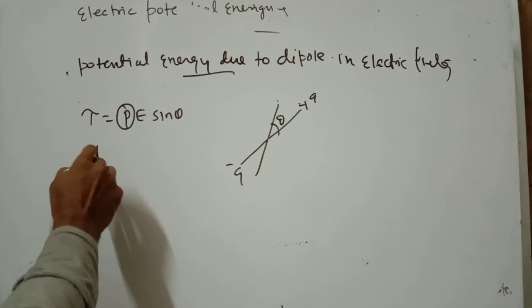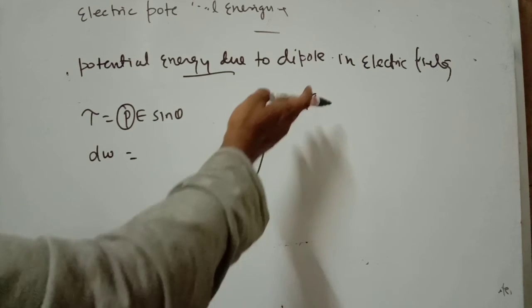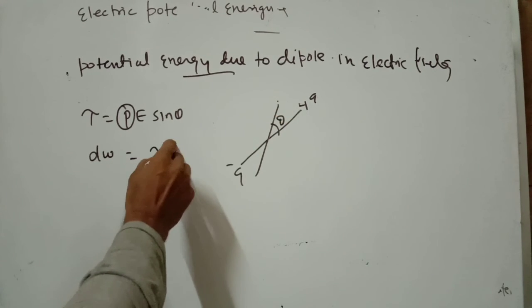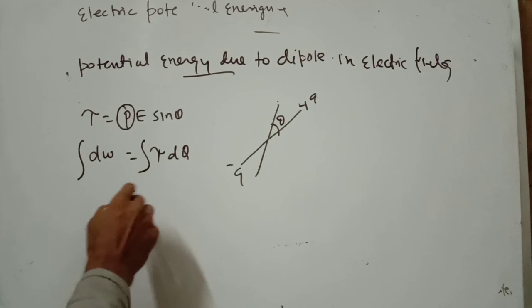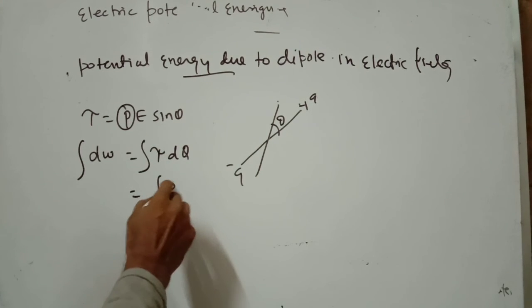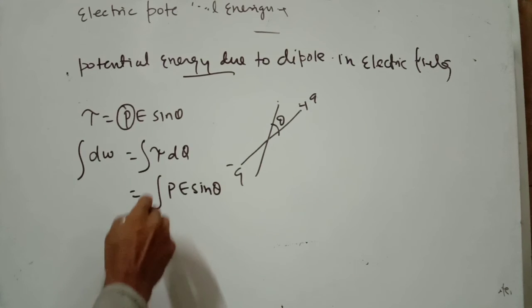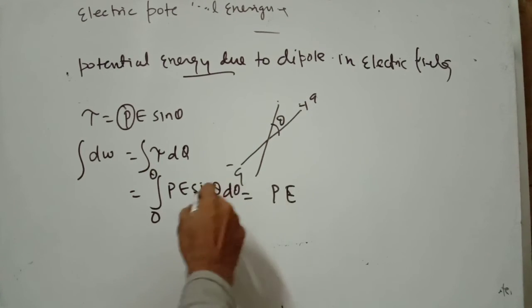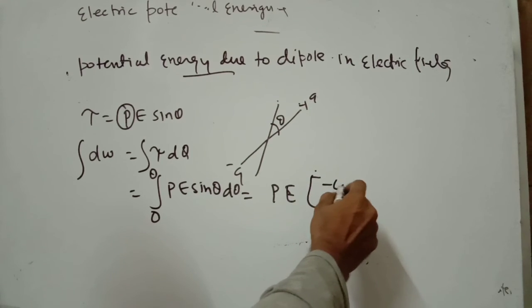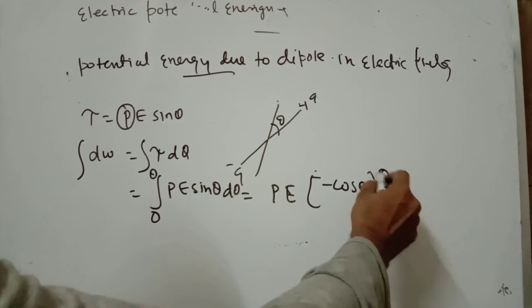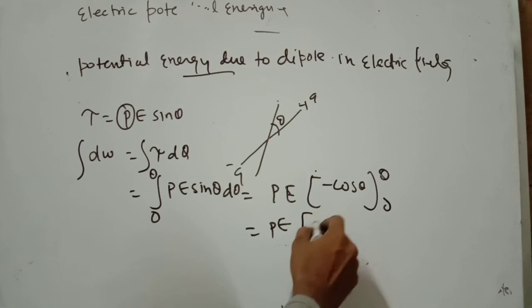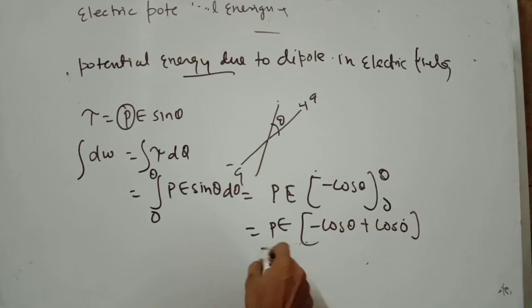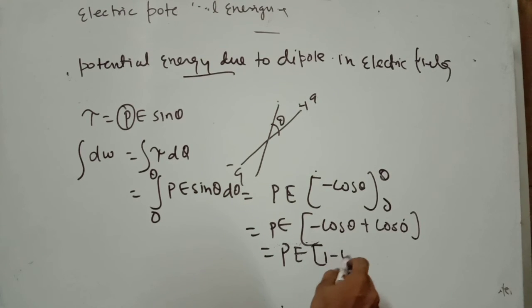Now we know that the work done when a dipole rotates by theta is the integral of torque d theta. So integrate this. Torque is P E sin theta, integrated from 0 to theta. What is the integration of sin theta? We know it is minus cos theta from 0 to theta. So you can write P E times minus cos theta plus cos 0. Cos 0 is 1. So here you can write P E times 1 minus cos theta.